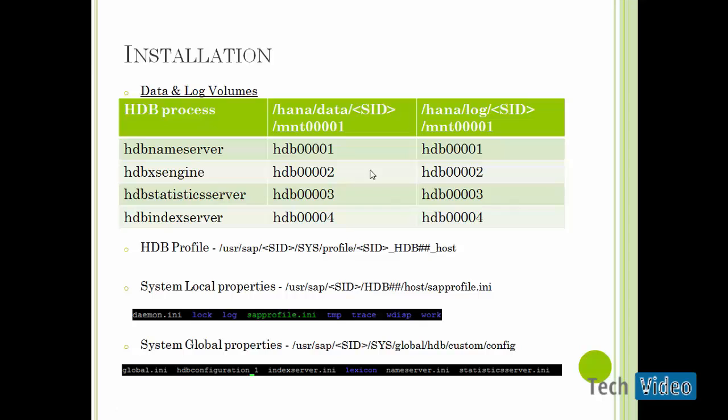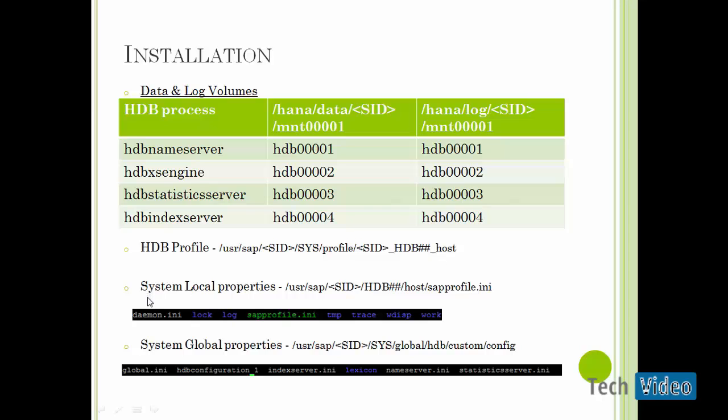Apart from data and log volumes, we will have to verify the HANA DB profile. HANA DB, as we know, is created as an instance with an SID. So each instance in SAP terminology will have a system level profile, and the location of this profile is like this: USR SAP SID sys profile. This is the naming convention of the profile: SID, HDB, instance number, and the host. So navigate to this location, check the permission of this file, and read the contents of the profile to understand what parameters it will have.